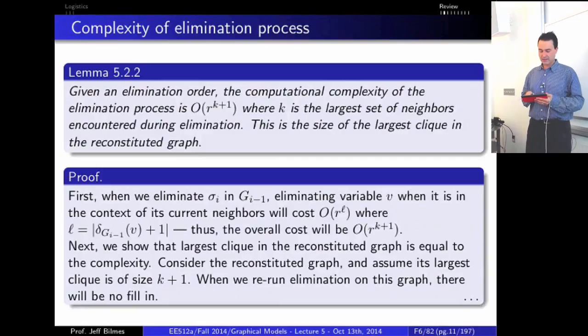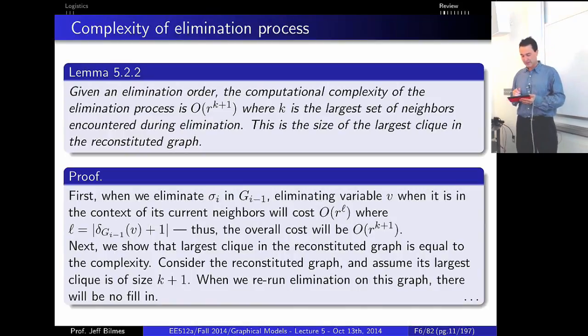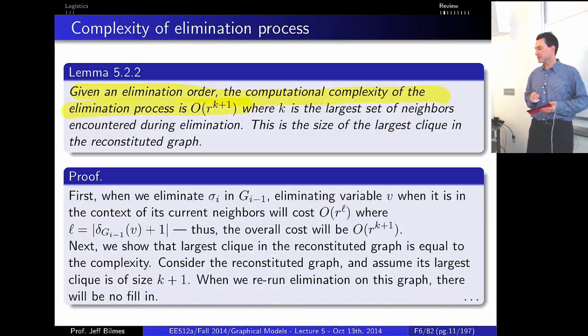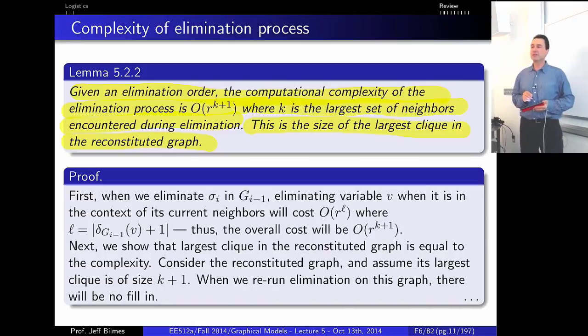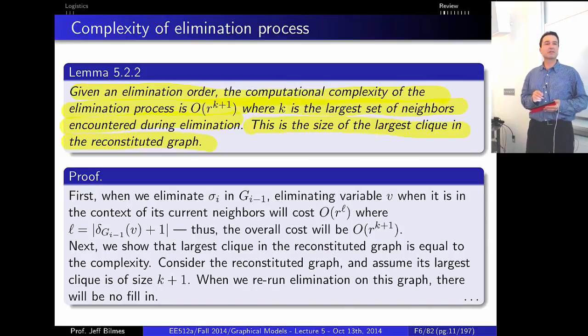And so that lemma allows us to do things like, for example, saying that if we've got an elimination order, then the computational complexity of the elimination process is order r to the k plus 1, where k is the size of the largest set of neighbors encountered during elimination, even in the original graph, and which by the previous theorem is also the maximum size of the set of neighbors that we encounter in the reconstituted graph.